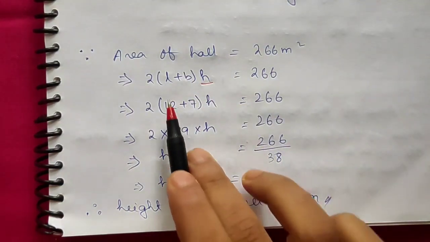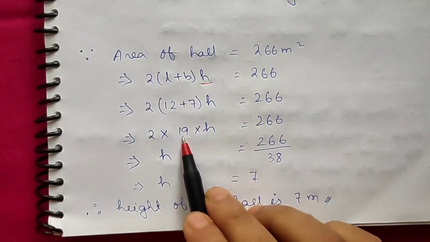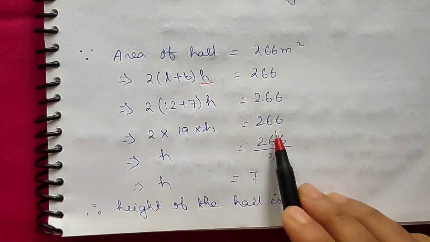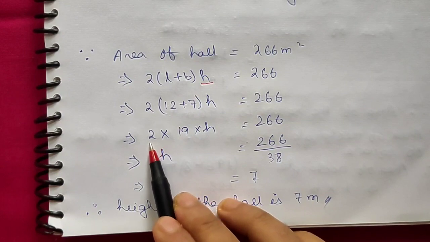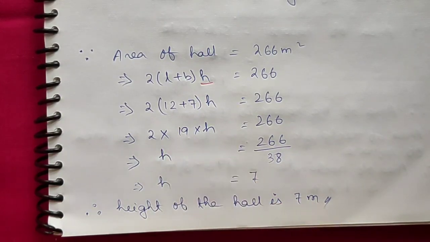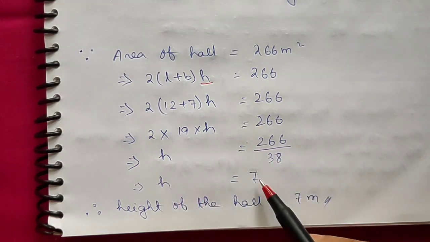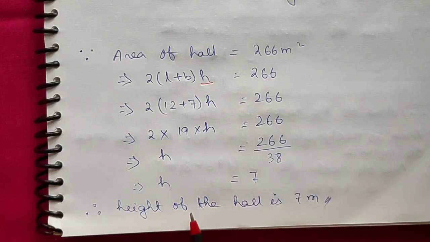So let's start. Length was 12, breadth is 7. So 12 plus 7 is how much? 19. Then 2 into 19 into h equals 266. Now 2 into 19 is 38. And as there is multiplication, if we change the side, it will divide. So h equals 266 divided by 38, which is equal to 7. Therefore the height of the hall is 7 meter. Clear?